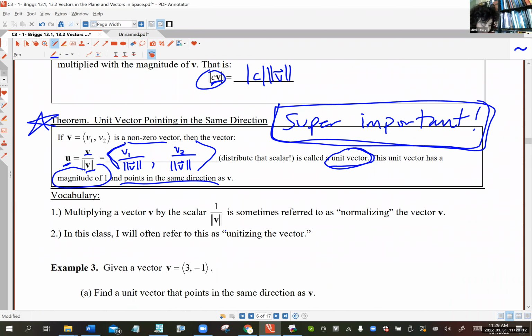All right. When you do this to a vector, basically multiply it by 1 over the magnitude, or the reciprocal of the magnitude, this is known as normalizing the vector. I am going to call it unitizing the vector because that's what you're doing. You're unitizing it. You're making it a length of 1.